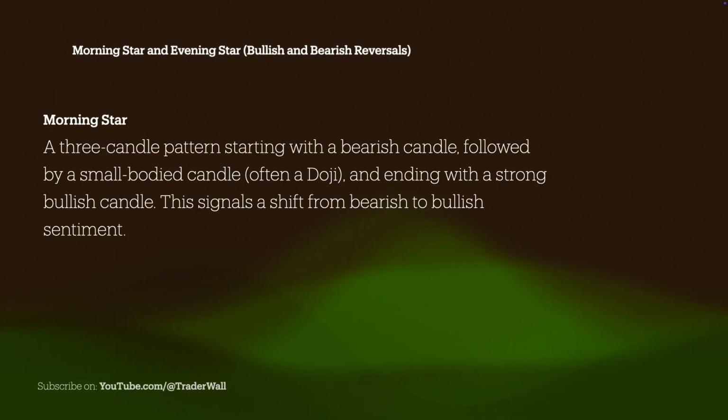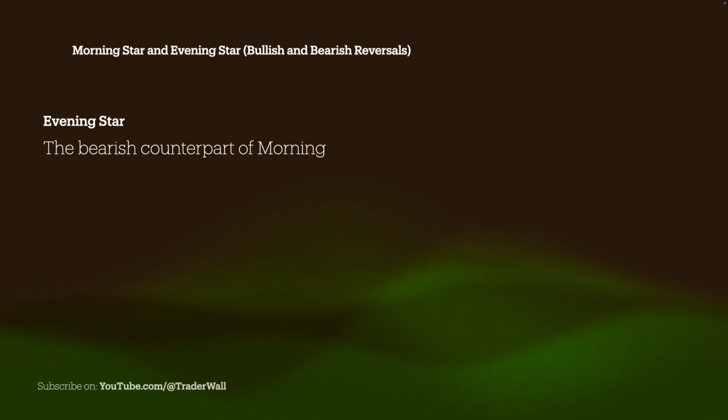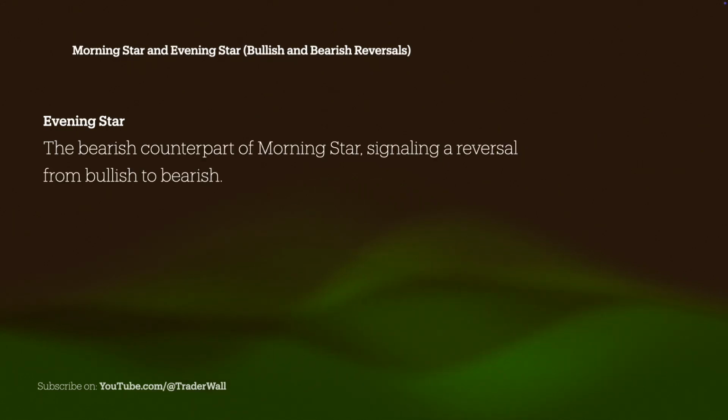Morning star. A three-candle pattern starting with a bearish candle followed by a small-bodied candle, often a doji, and ending with a strong bullish candle. This signals a shift from bearish to bullish sentiment. Evening star. The bearish counterpart of morning star, signaling a reversal from bullish to bearish.